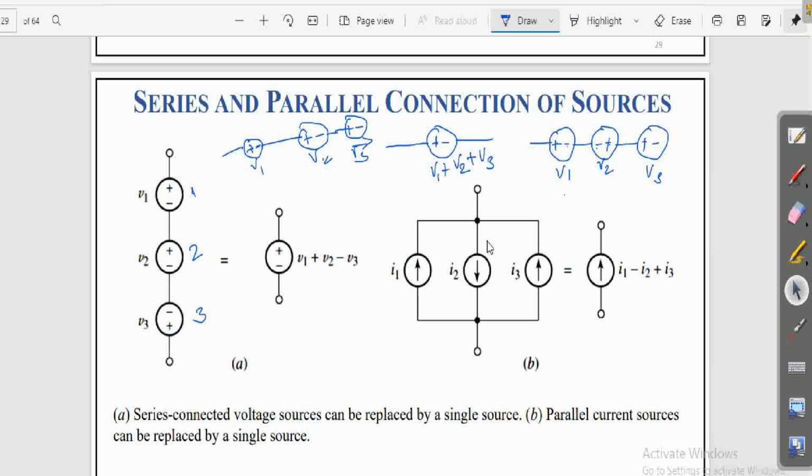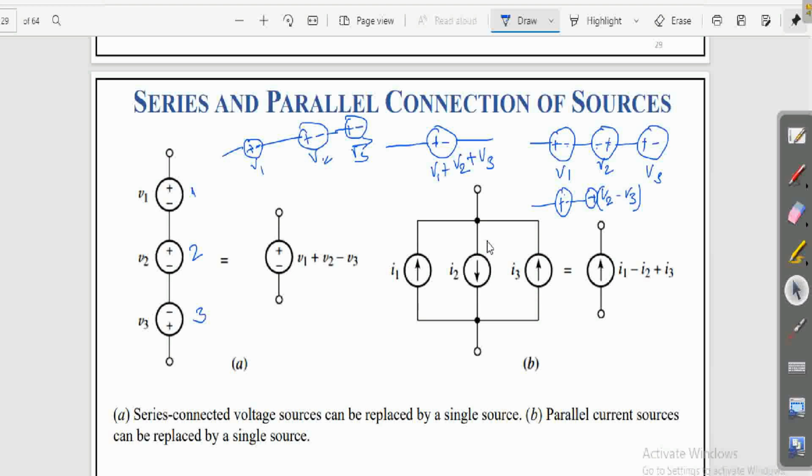So let us consider these two. Here it is positive and positive, so the same polarities are facing, so the equivalent becomes V2 minus V3. So this is the equivalent of these two, V2 minus V3, and then positive negative, positive negative. For V2 minus V3, how will it be? Negative and positive.